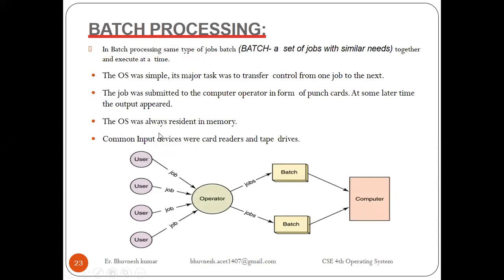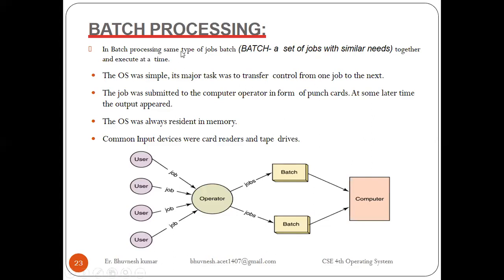Okay. First one, what is a batch? This is the diagram. It means there are a number of jobs. Each and every user has their own job. That job is operated on by an operator and put in a particular batch. These similar jobs are placed in a particular batch, and then the batch will be executed through your operating system. Okay, this is the concept of the batch operating system.